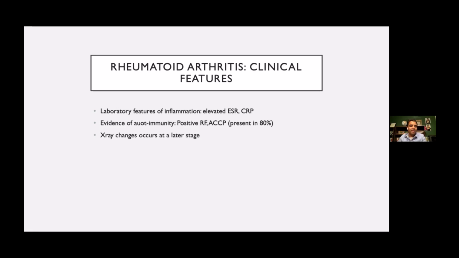Now, when we do an X-ray, usually the X-ray changes occur later in the stage of the disease, but typically in the beginning, we do get X-rays in all of our patients. That is as a baseline, so that we can track the progress of rheumatoid arthritis down the road when we treat, and this is also used to understand the progression of the disease. So the labs we typically do are ESR, CRP, and as evidence of autoimmunity, the rheumatoid factor and CCP, and the X-rays to understand whether there is any joint erosion or joint damage. And that typically happens in the later phase.